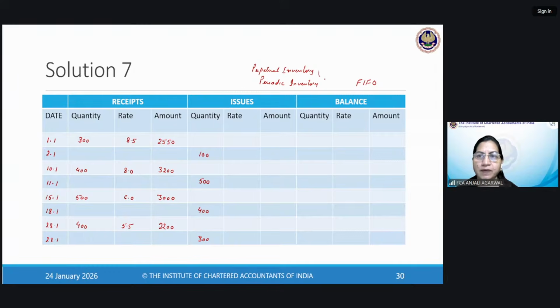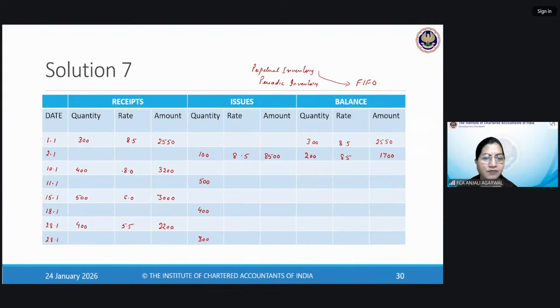So if it is a perpetual inventory system, your balance would have been 300 into 8.5, 2550. Out of this, when 100 units are issued, what is it that you have in stock? You have only one category of lot. So this will be issued at 8.5. 850 is gone. And now you are left with 200 units at 8.5 worth 1700.